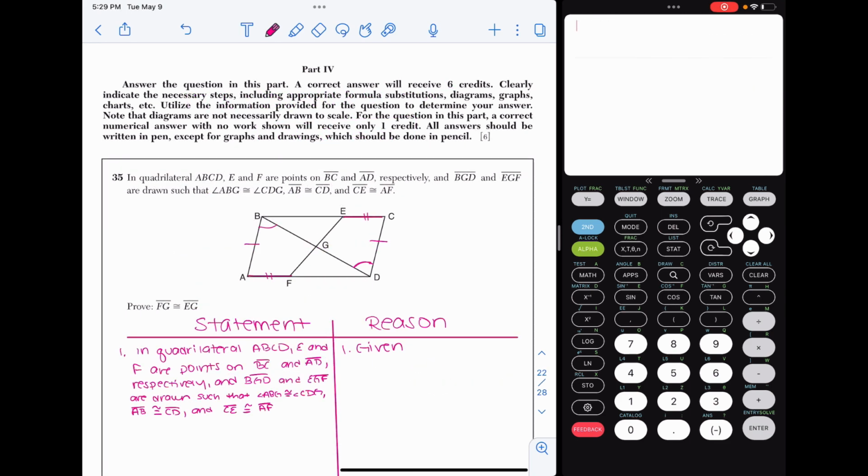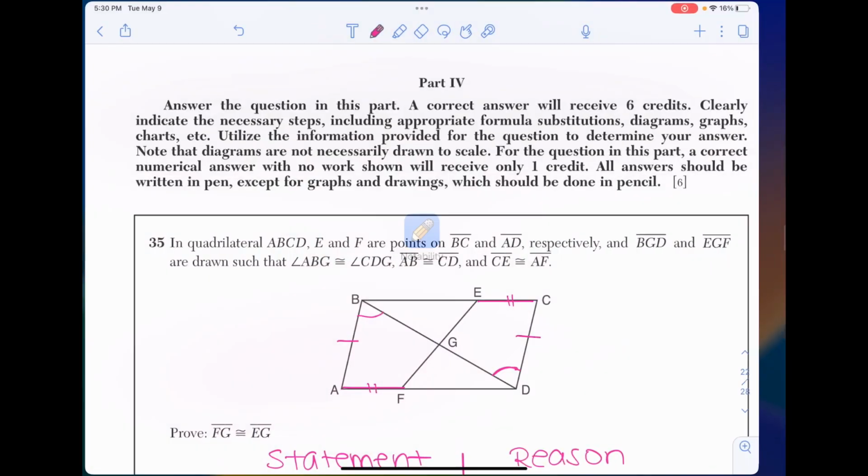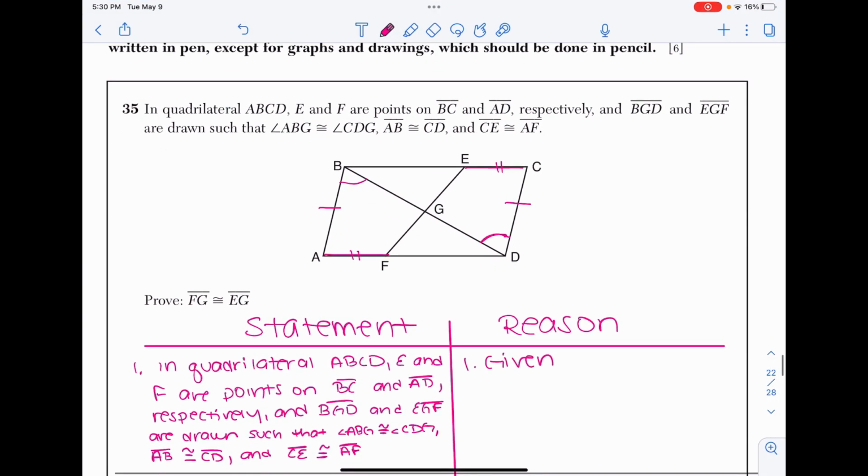Okay, for our part 4 question, we have a proof. This is a 6-point question, and generally any 6-point question is going to have a good amount of challenge to it. So for 35, we have this complete proof. I'm just going to move the calculator out of the way here since we don't need it for the proof.